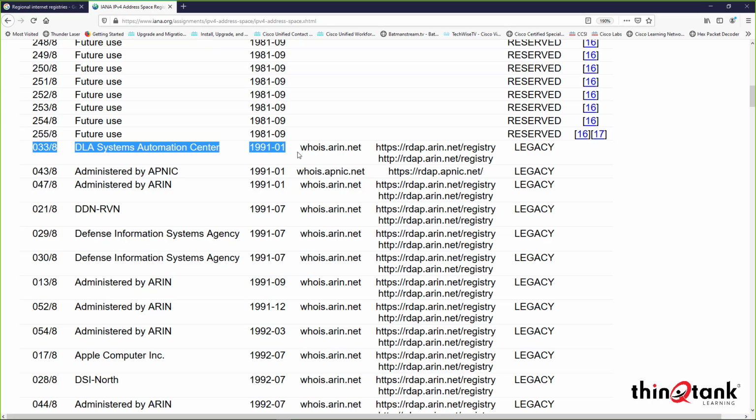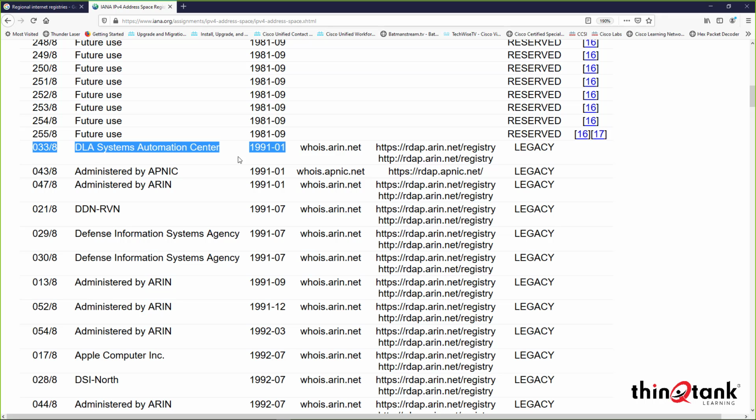Well, when did CIDR come out? 1993. When did private addressing come out? 1996. So we're talking about within a 3 to 5 year period, they were already scrambling to come up with new ways of allocating address space because they knew that they were going to run out of address space.